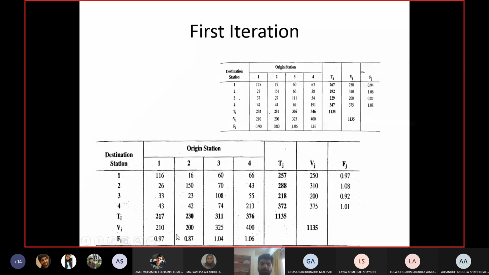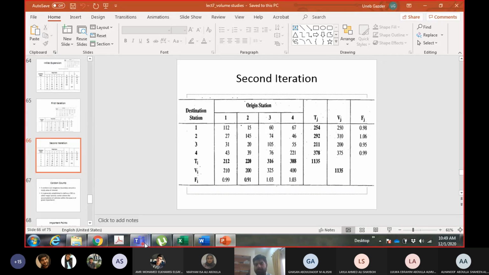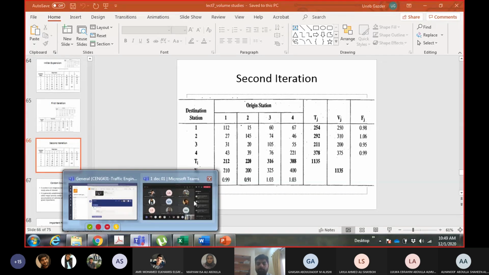First of all, the diagonal numbers. The diagonal numbers in this matrix, what does it mean? The diagonal number has origin of 1 and destination of 1 as well. So these are known as intrazonal trips: trips which started and ended in the same zone or in the same area.